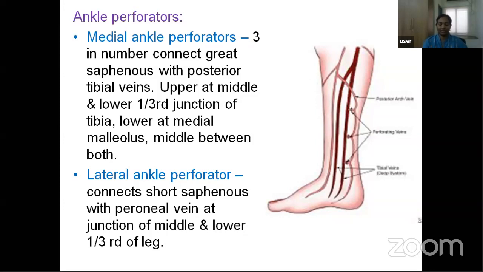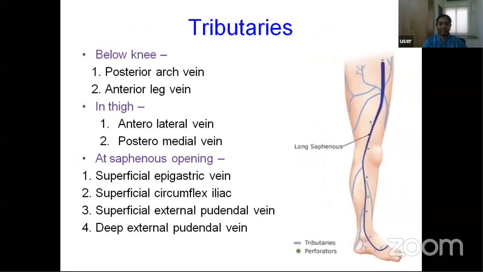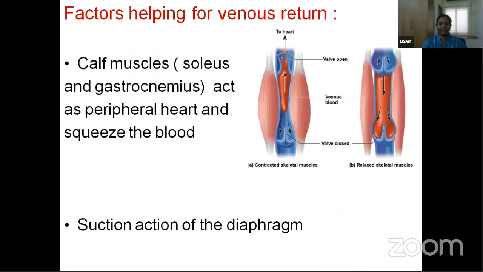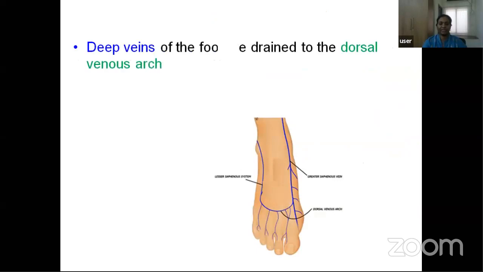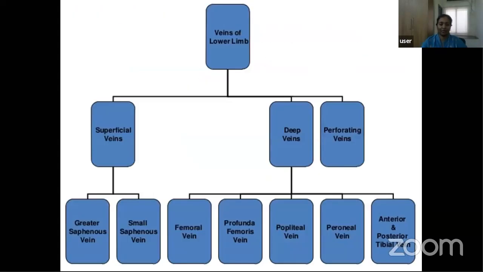We have seen 3 sets of veins. The first set is the deep veins, and the deep veins are present along with the arteries. These deep veins carry the blood upwards, and they are present along with the arteries as the femoral, the profunda femoris, the popliteal, and the peroneal. The superficial veins, we have 2, that is the great saphenous and the small saphenous, and then the perforators.